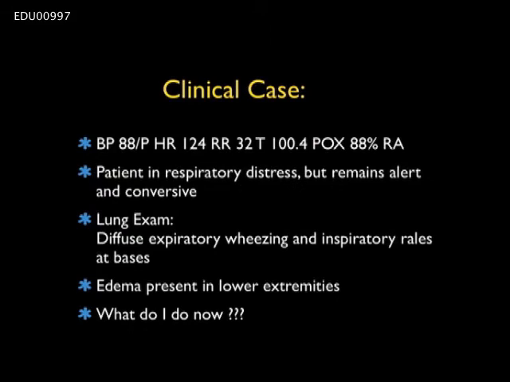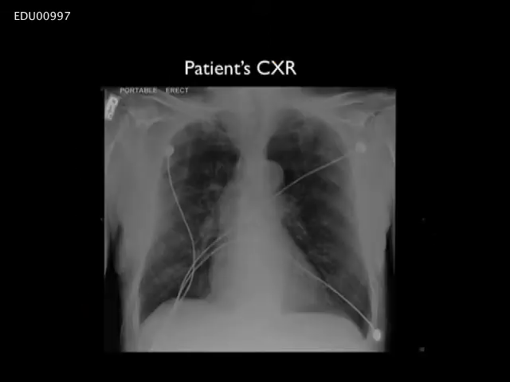As the patient arrives into the emergency department, he's immediately placed into the resuscitation area, and the vital signs are reconfirmed, showing significant hypotension, as well as a low-grade fever and hypoxia. The patient is talking to you, but does appear to be in respiratory distress. On lung exam, he has diffuse expiratory wheezing and inspiratory rales at the bases, and edema is present in the lower extremities. So the question for you is how best to proceed at this point.